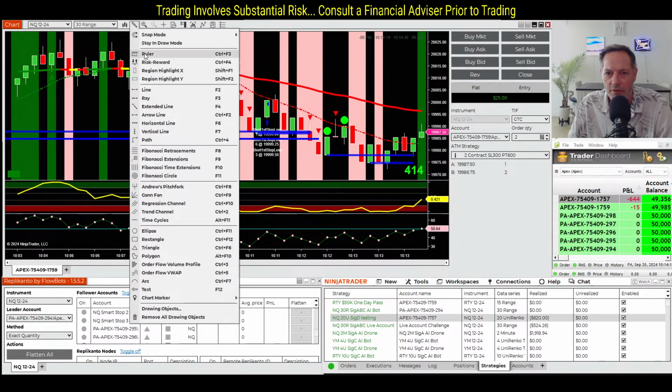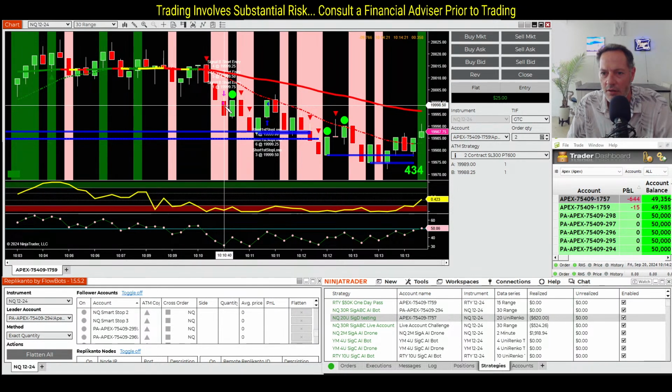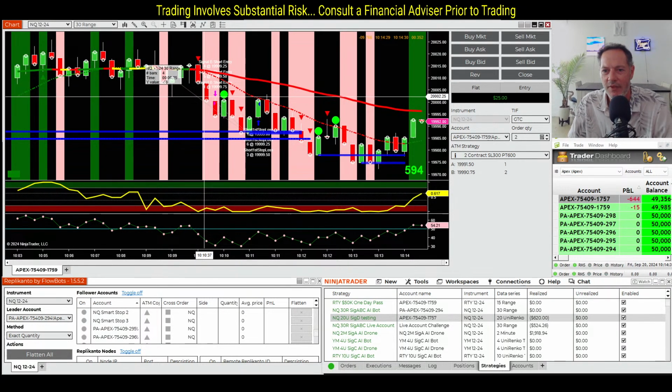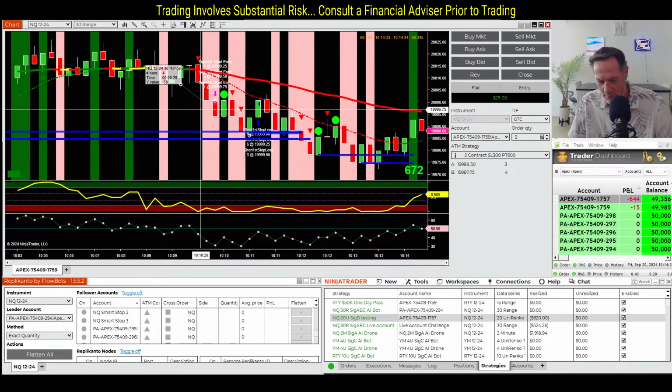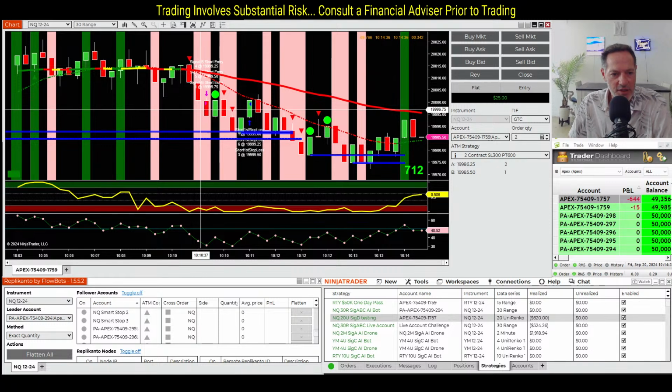Take a quick look at this trade here. Boy, that was a beauty. 58 ticks. Woo, got right on the doorstep. Going for 62. Surprised we didn't get filled on that one.